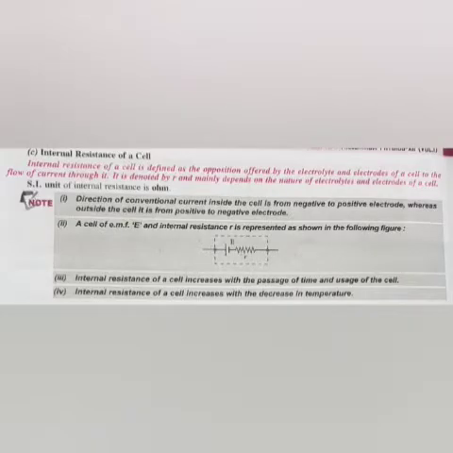So first of all, let us discuss internal resistance. What do you understand by internal resistance? Internal resistance is the obstruction offered to the flow of current by the electrolyte of the cell. Obviously, when the ions move inside the electrolyte, there would be certain obstruction or hindrance in the movement of the ions. This hindrance offered to the flow of ions, or maybe the flow of electrons, because of the electrolyte of the cell, is known as internal resistance.